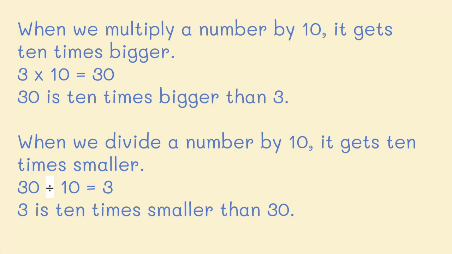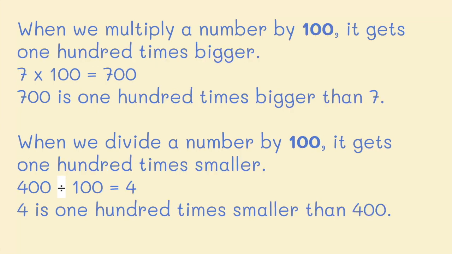Some more things to remember when we're multiplying and dividing. When we multiply a number by 10, it gets 10 times bigger. For example, 3 times 10 is equal to 30. 30 is 10 times bigger than 3 because we've multiplied it by 10. In the inverse, when we divide a number by 10, it gets 10 times smaller. 30 divided by 10 is 3. 3 is 10 times smaller than 30.